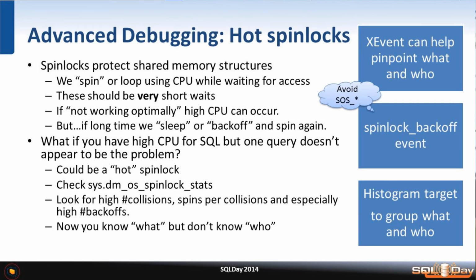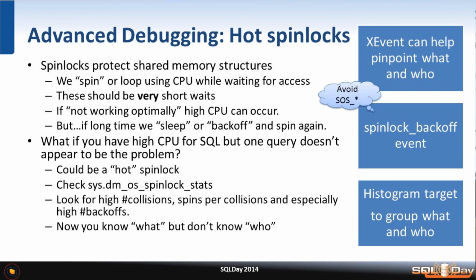Now, you can take a look at this data in a DMV called sys.dm_os_spinlock_stats. In there, you can see the number of collisions, which is the number of times we actually tried to get a spinlock, but somebody else was using it. You can see the number of spins per collision. So if you had a collision, how many times did you spin before you acquired it? And then you can see the number of backoffs. How many times did you have to actually sleep because the spinlock was so hot?